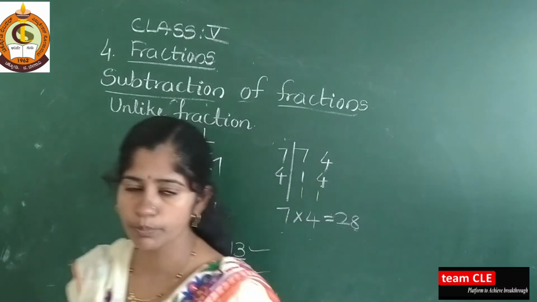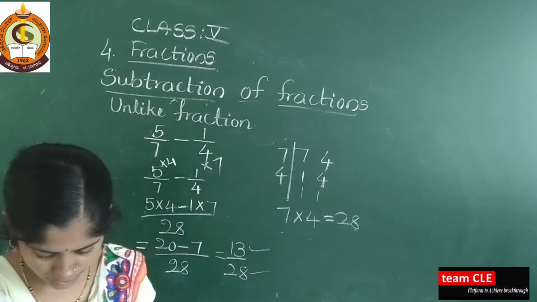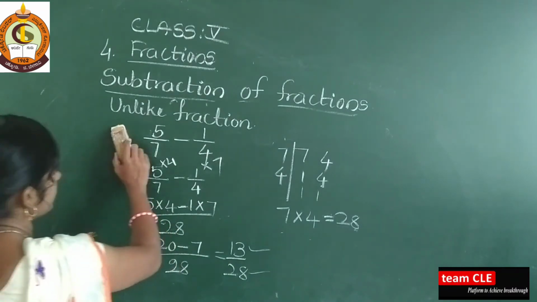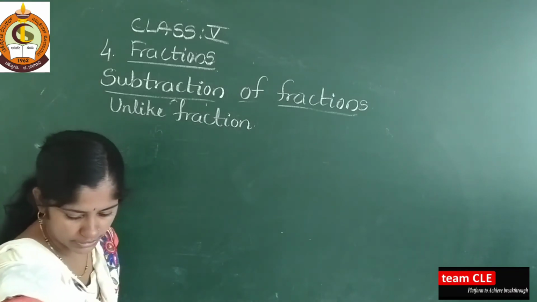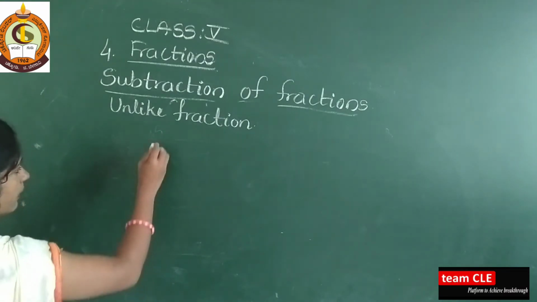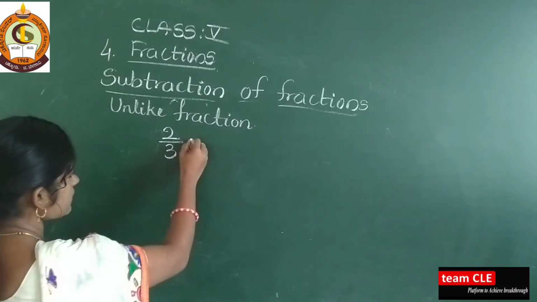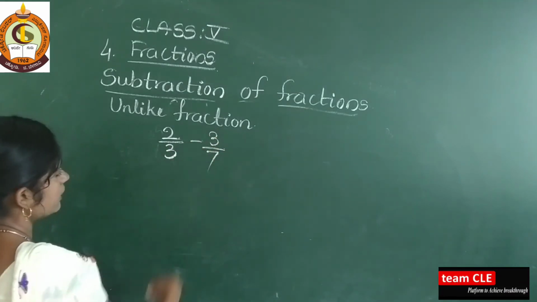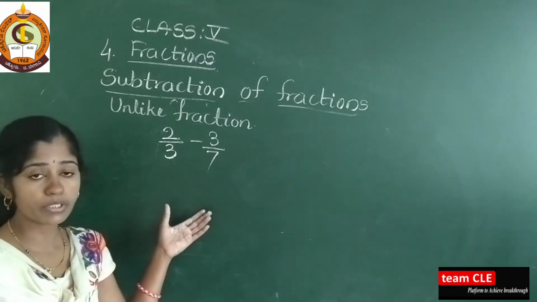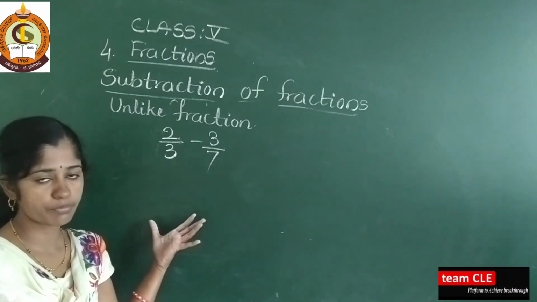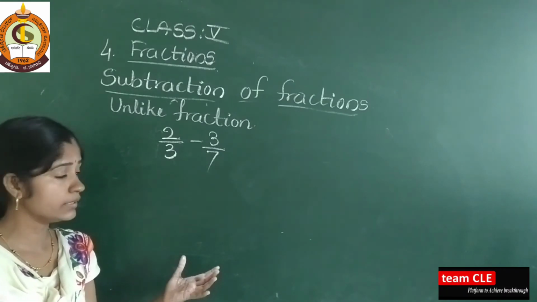If you get an improper fraction, then only you convert it into a mixed fraction. Let us take one more example, and that is 2 by 3 minus 3 by 7. Dear students, here also see the denominators. Both are prime numbers. If both are prime numbers, you can multiply directly and you will get the LCM.